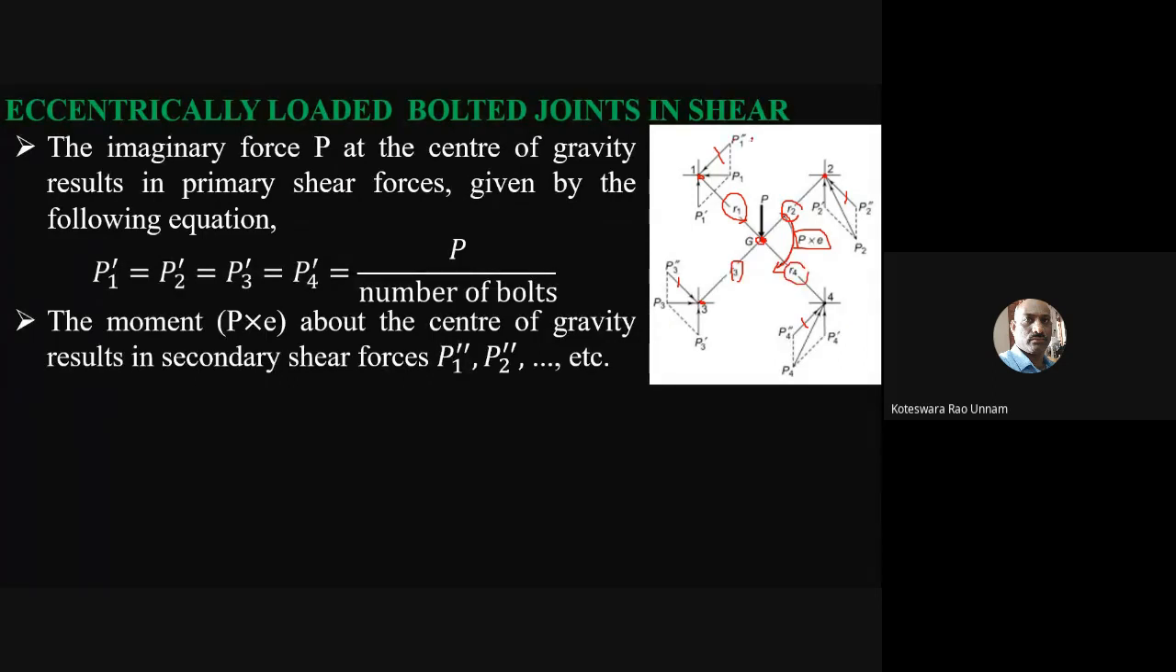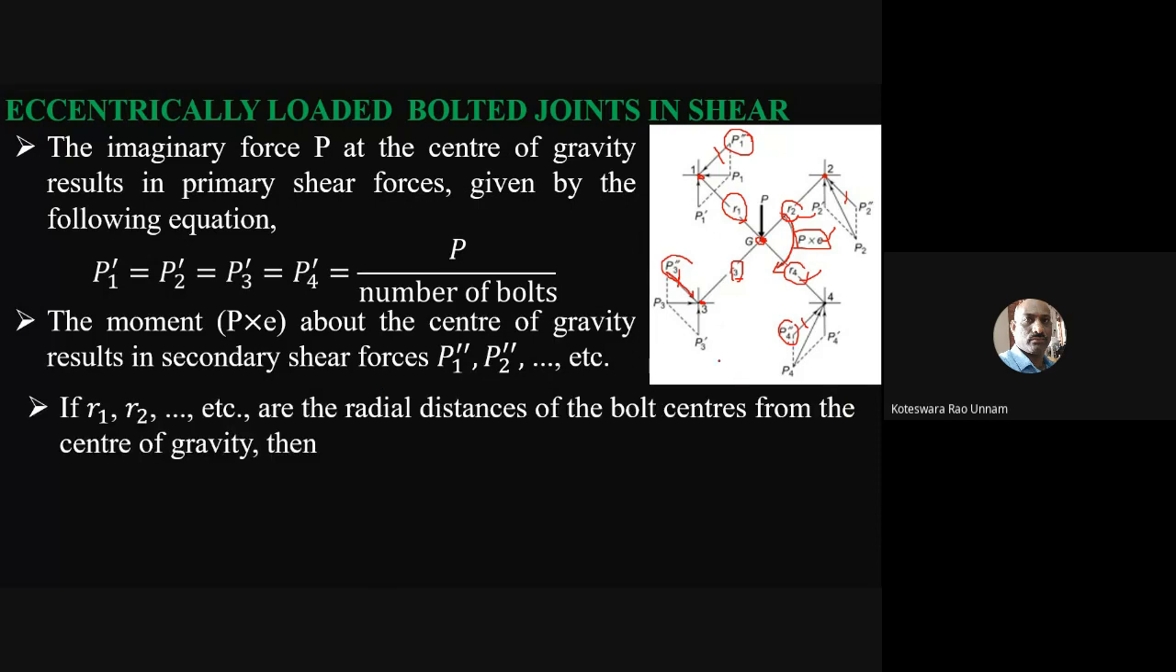Then the moment created by P1 double dash is nothing but P1 double dash into R1. Similarly, the moment created by P2 double dash is P2 double dash into R2. Moment created by P3 double dash is P3 double dash into R3. Similarly, for P4 double dash, it is P4 double dash into R4. If I sum up these 4 moments, then it should be equal to the applied moment. That is the equilibrium equation we are going to get.